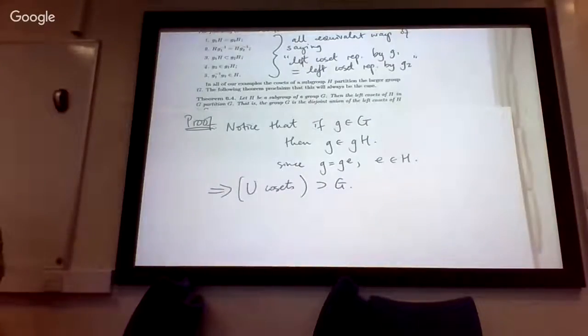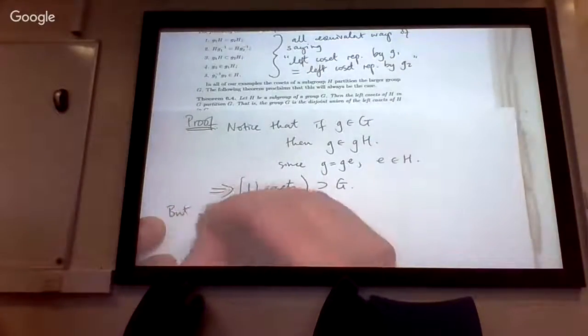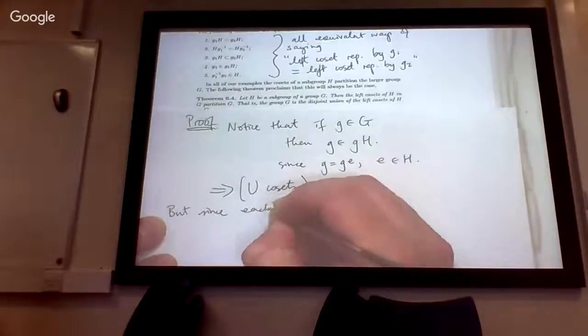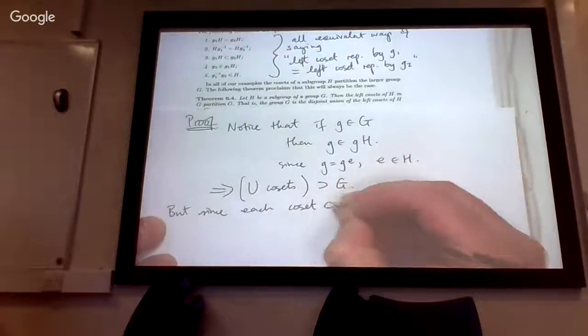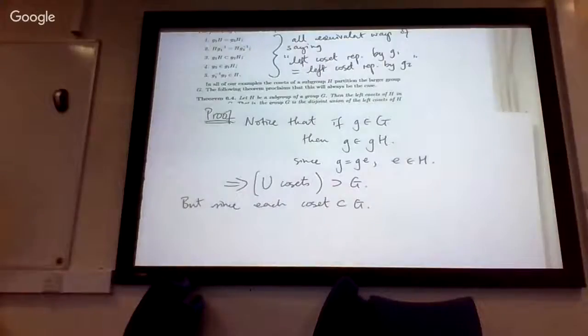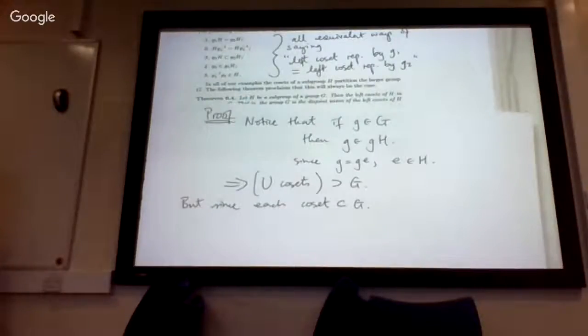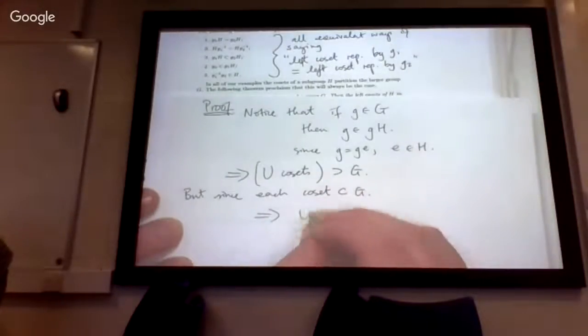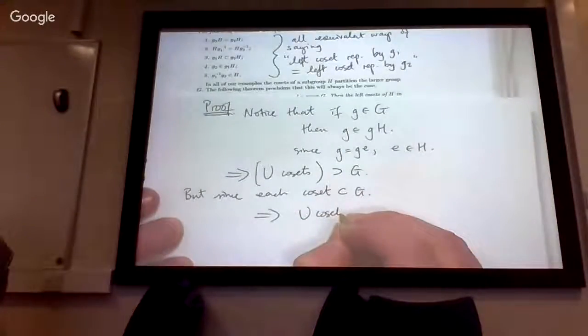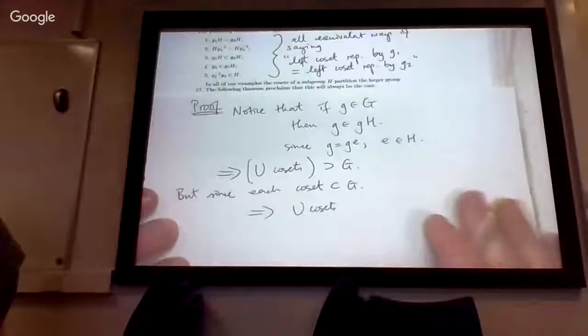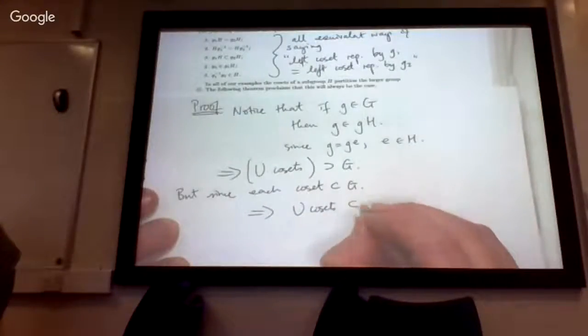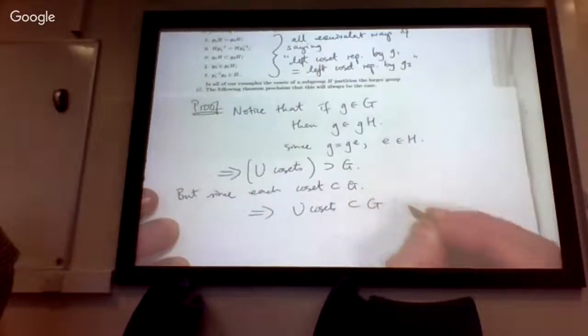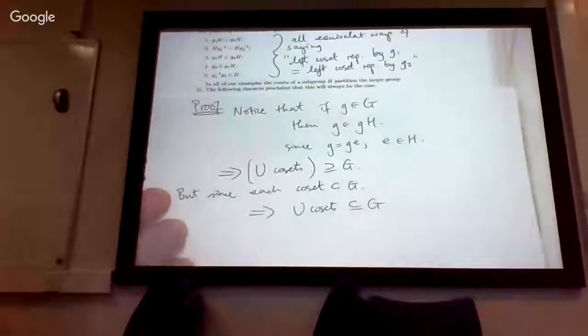But we already know, since each coset is by definition a subset of G, how they're defined. They're defined as sets of products within G. Each coset is certainly a subset of G. That implies that the union of cosets, he says it more carefully in the way he writes the proof in the book, but the union of cosets, that means it's contained within G. I should make those contains or equals, I guess.